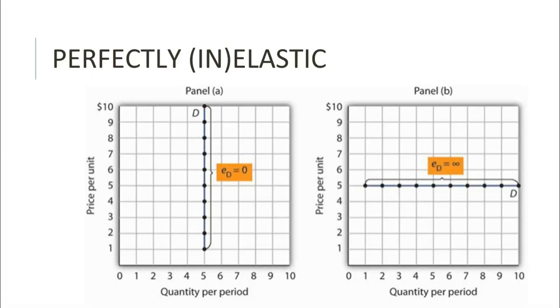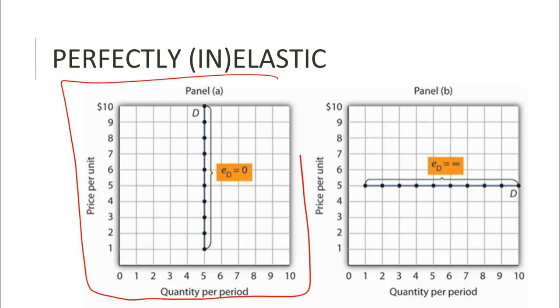Perfect inelasticity or elasticity, or perfectly inelastic, perfectly elastic. This is going to be where we have a vertical or horizontal line. Over here on the left, we have a vertical line. We would say that this is perfectly inelastic.